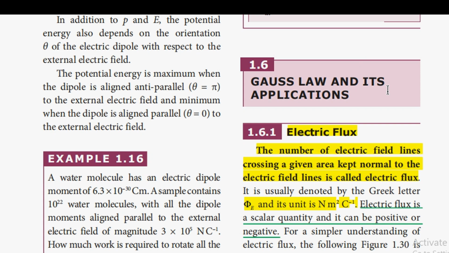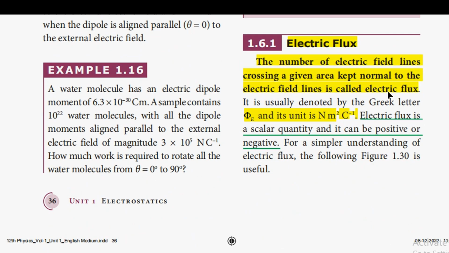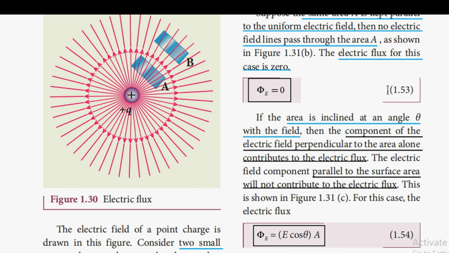Let us study about Gauss law and its applications. Electric flux. The number of electric field lines crossing a given area kept normal to electric field lines is called electric flux. And it is denoted by letter phi E, and its unit is Nm squared C power minus 1. Electric flux is a scalar quantity and it can be positive or negative. And for simpler understanding of electric flux, this diagram is very much useful.